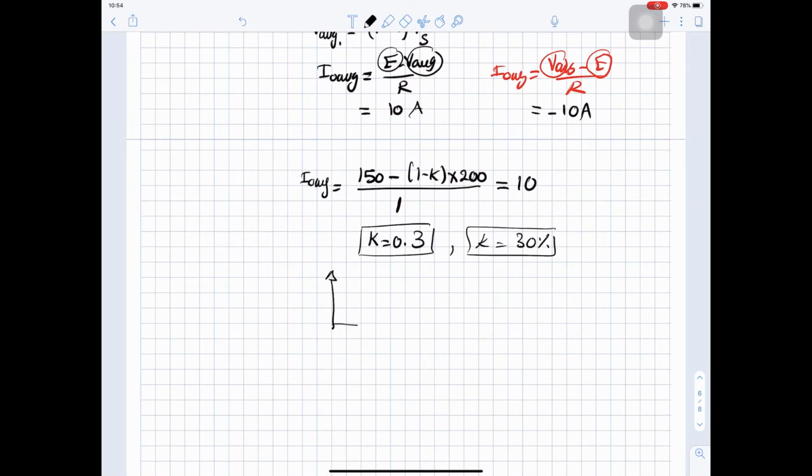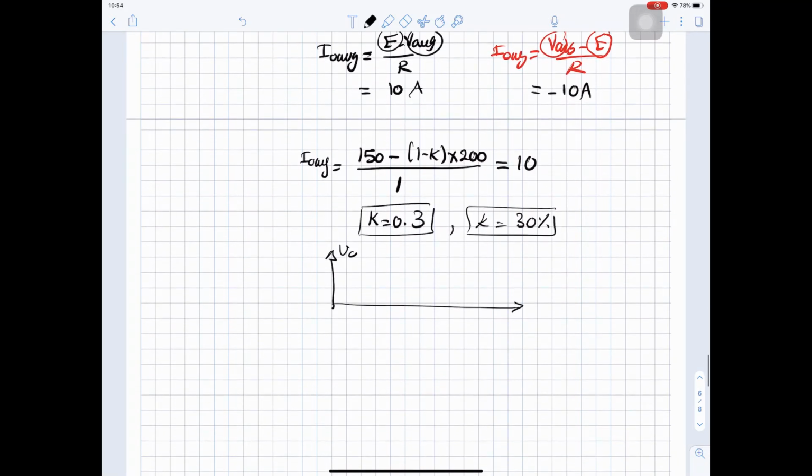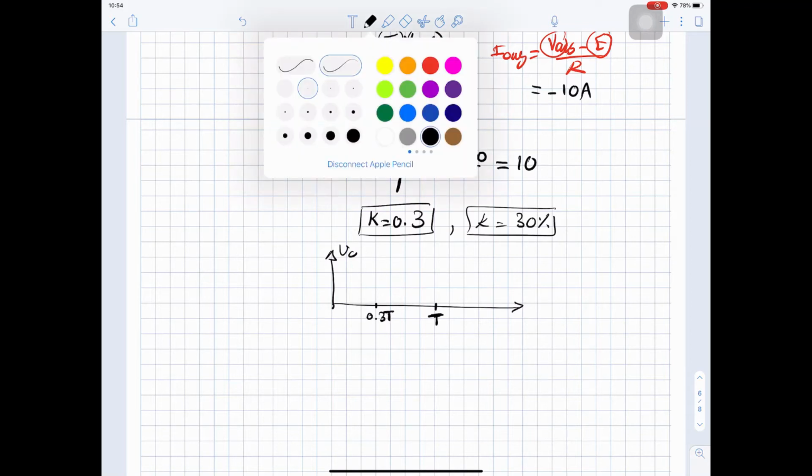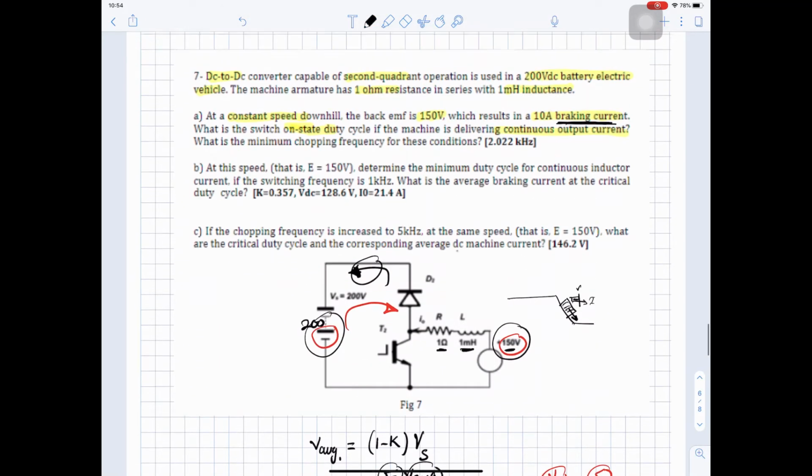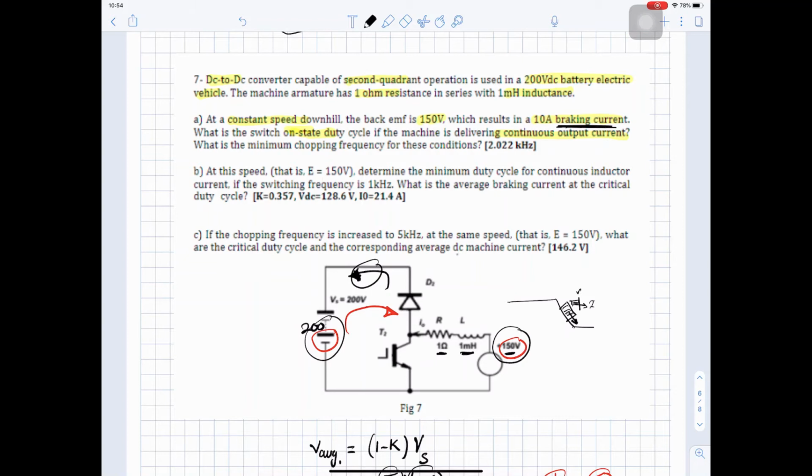So if we sketch our V out, here is 0.3 T, here is T, and during this time the voltage is 0, and during this time the voltage is V source, and V source here is 150 volt. So we can sketch our V out. So we calculated the duty cycle.